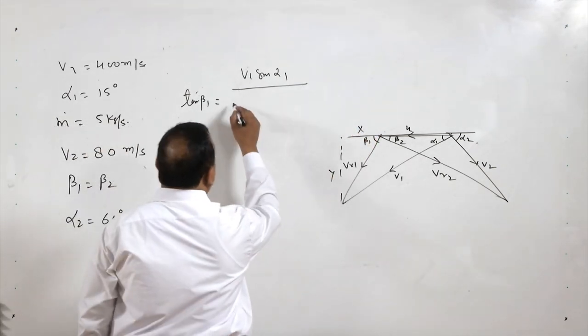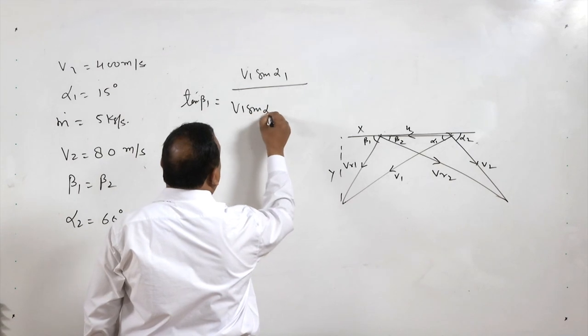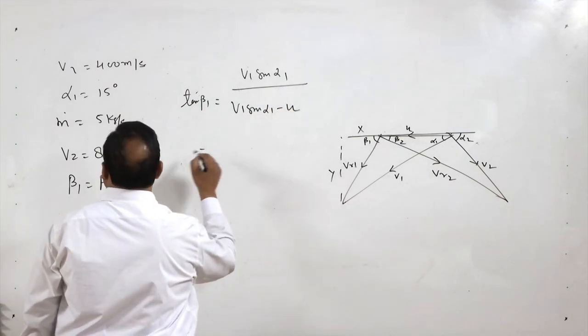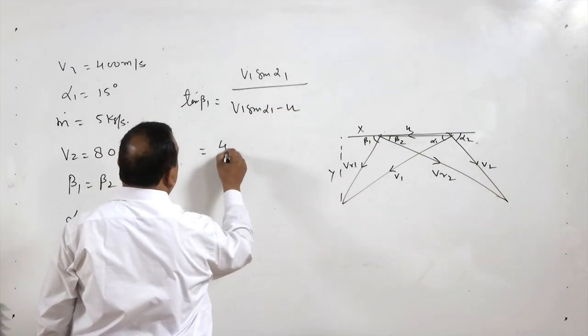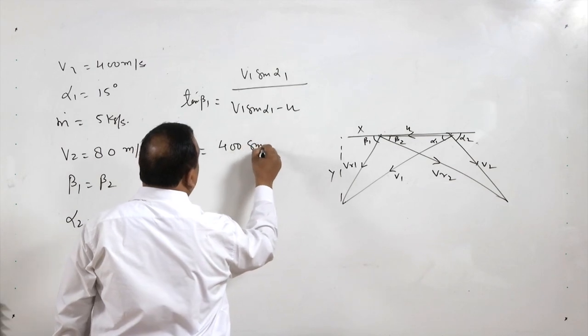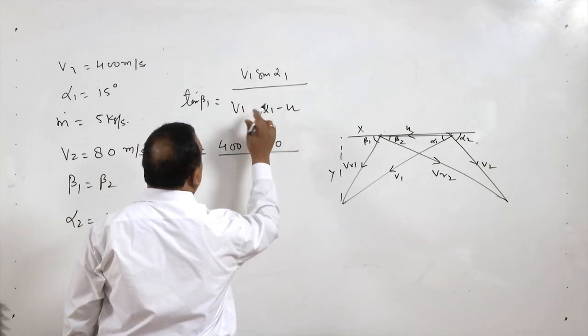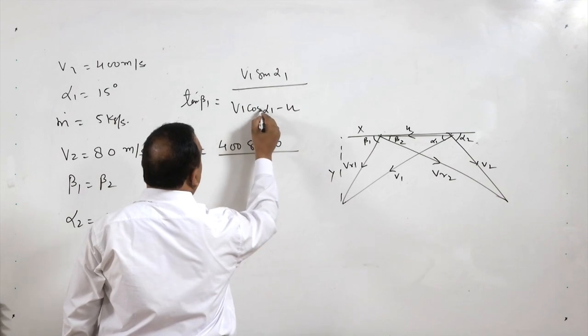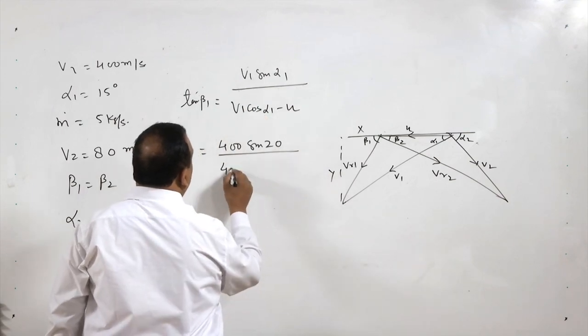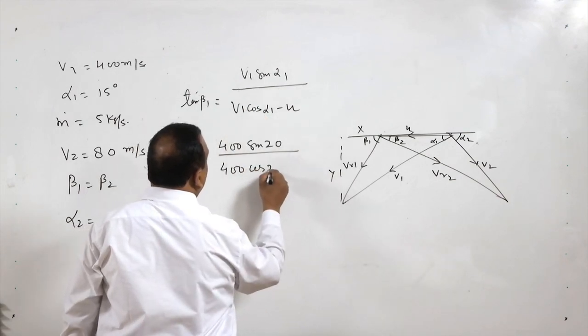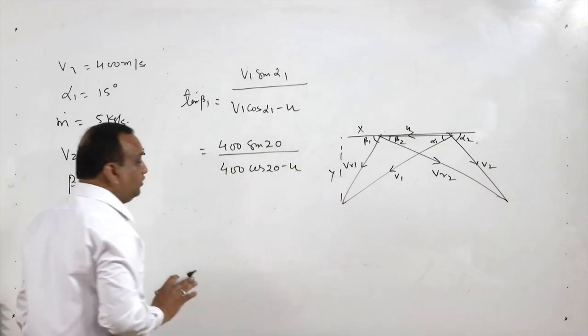So, x is V1 cos alpha 1 minus u. Now, V1 is given as 400 meters per second, and alpha 1 is 20, sorry, this is cos, not sin. So, 400 cos 20 minus u. U is not known to us.